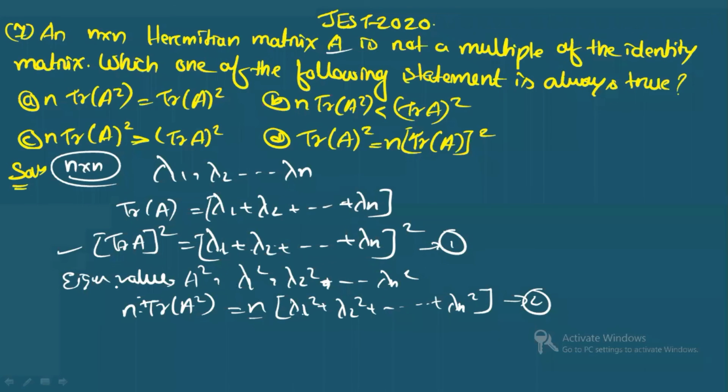This is equation 2. Now when you compare equations 1 and 2, the trace of A whole square is lambda 1 plus lambda 2 up to lambda n, whole square, and n into the trace of A square is the sum of the squares of the eigenvalues times n, right? So this is greater than this. So you can write n times the trace of A square is greater than the trace of A whole square, right? So the correct option is option C. Clear? If you have any confusion, then you can go and check the lectures. Thank you so much. Have a good day.